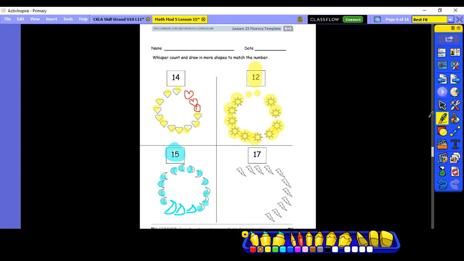Let's count our lightning bolts. How many lightning bolts do we need? 17. Let's count how many we have. Ready? 1, 2, 3, 4, 5, 6, 7, 8, 9, 10, 11. Let's draw more to make 17. 12, 13, 14, 15, 16, 17. Great job making your teen numbers, Cardinals.